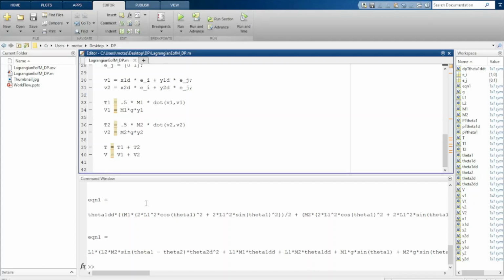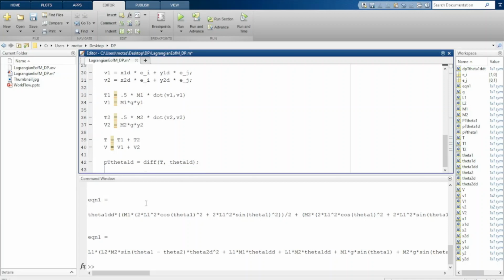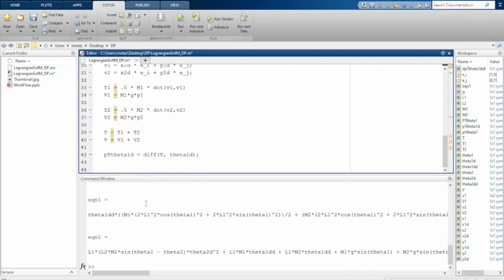Okay, we're back in Matlab, and we're going to find the terms we said we were. The first one is the partial derivative of the kinetic energy with respect to theta 1 dot. That's simply the derivative of the kinetic energy with respect to theta 1 dot. So no need to use the chain rule for the partial derivative, but for the time derivative we need to use the chain rule. So for the time derivative, we need to differentiate this term with respect to theta 1 dot and theta 2 dot.